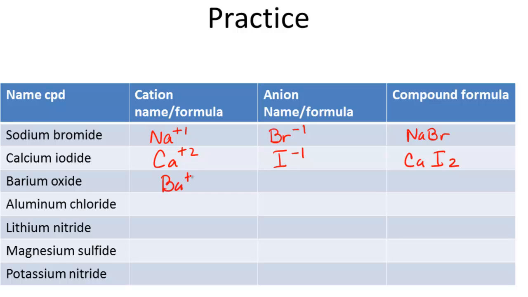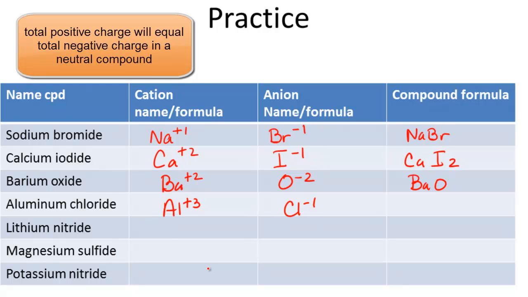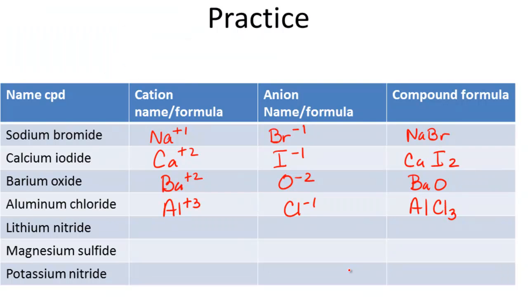Barium is in group 2. Oxygen is in group 6. These are equal and opposite charges, so you don't need to cross them. Aluminum is in group 3. Chlorine is in group 7. You need 1 aluminum and you will need 3 chlorides. So this is the way you want to go through these problems. And this is the way you will be looking at this. So hopefully this will help.